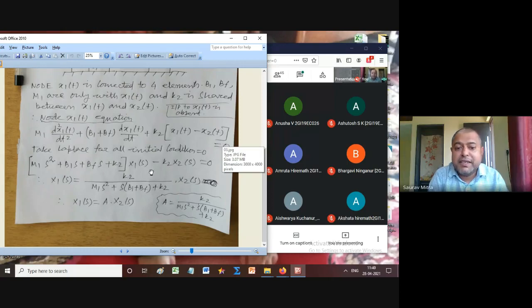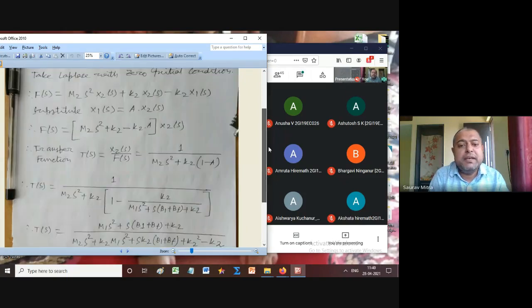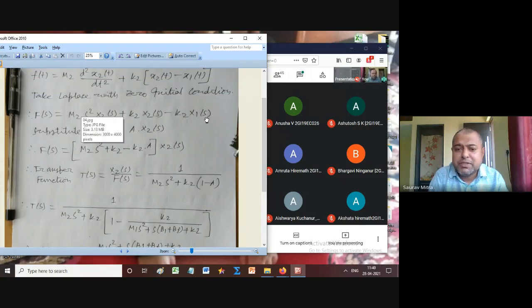Hence, finding the relationship between x1 and x2 becomes easy. So x1 is equal to A upon x2, where A is the big quantity. Just represent it like A. Then write the x2 equation. Then, after writing the x2 equation, take the Laplace transform.